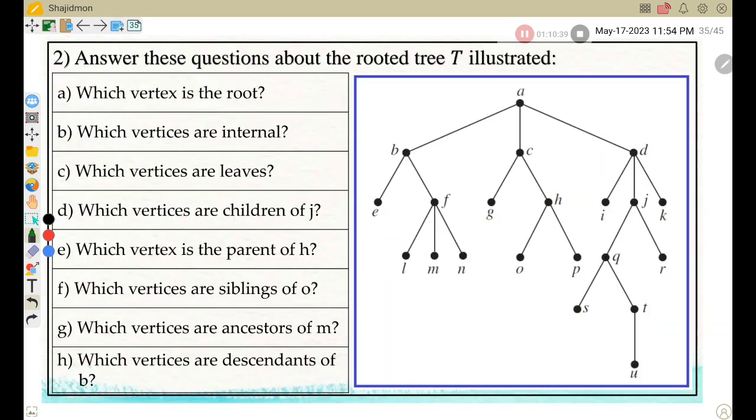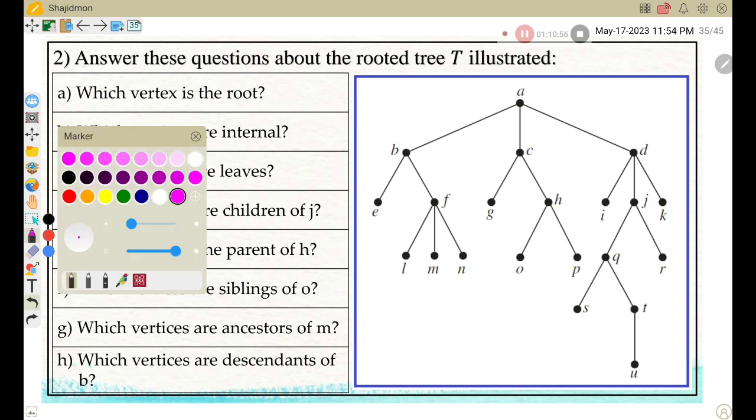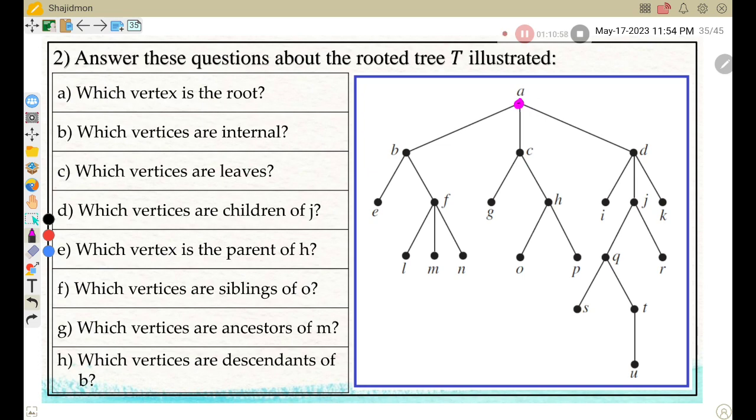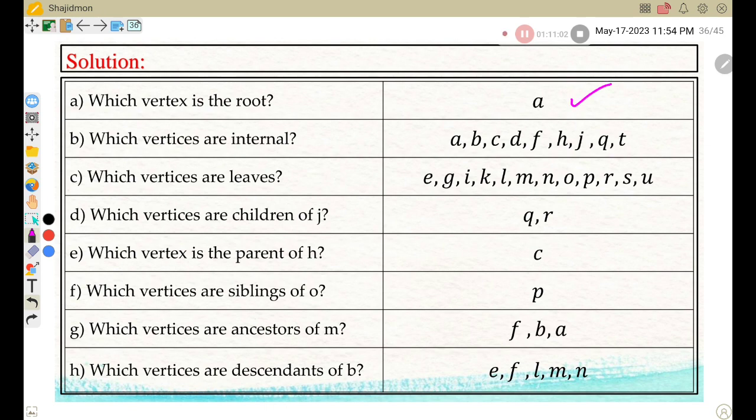Okay, now let me go to question number 2. You can see question number 2. Answer the following question about the rooted tree illustrated here. Which vertex is the root? You can see the graph on this side, tree on this side. Which vertex is the root? Okay, you can say the answer easily. This is the root vertex A. So first question answer, A is the root.